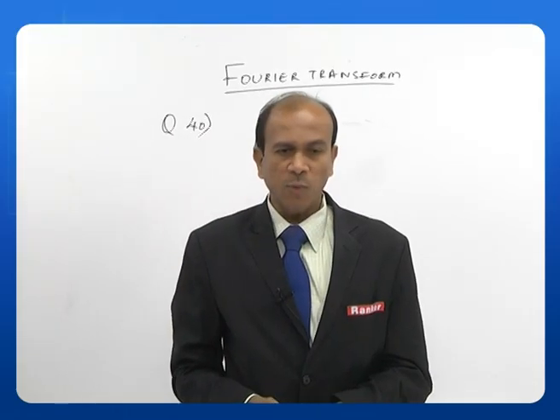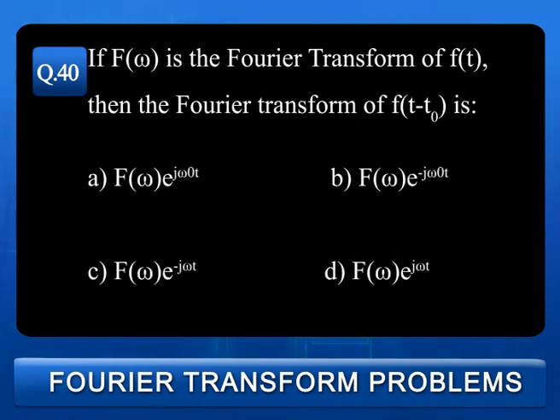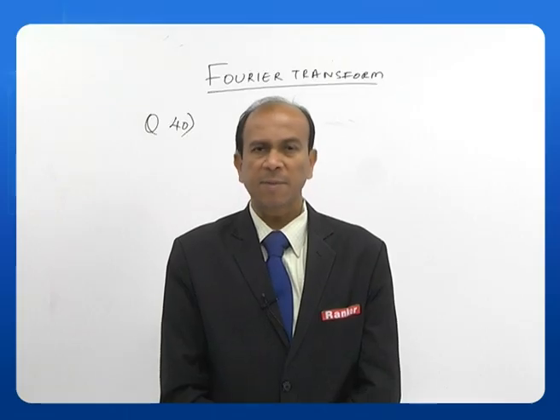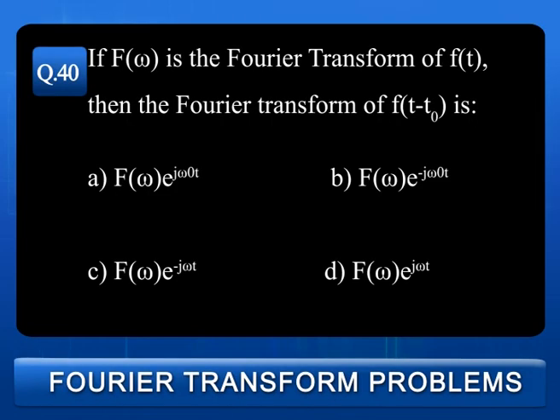Let us see the 40th question. If F of omega is the Fourier transform of f of t, then the Fourier transform of f of t minus t naught is: A, F of omega e to the power of j omega naught t; B, F of omega e to the power of minus j omega naught t; C, F of omega e to the power of minus j omega t; D, F of omega e to the power of j omega t. The answer is B, F of omega e to the power of minus j omega naught t. So this is the time shifting property which we have used. So the answer is B.